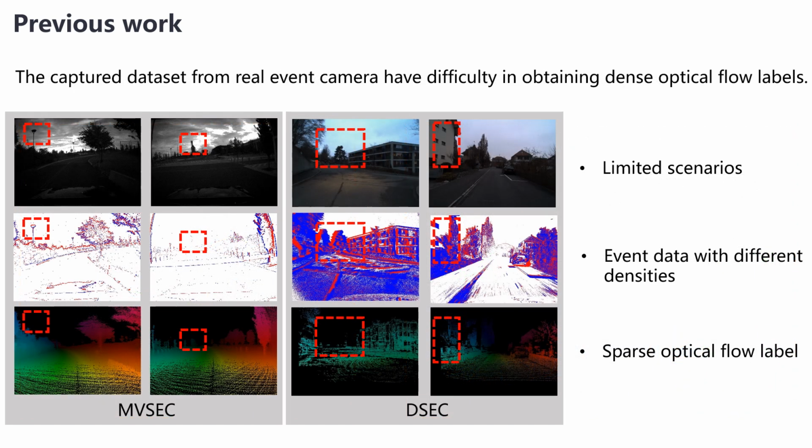The captured datasets from real event cameras have difficulty in obtaining dense optical flow labels. The flow labels can be calculated accurately when the depth values of lidar scans are available. However, lidar scans are sparse, and so are the flow labels. Furthermore, the density of captured event data varies greatly among different datasets due to the use of different camera models.